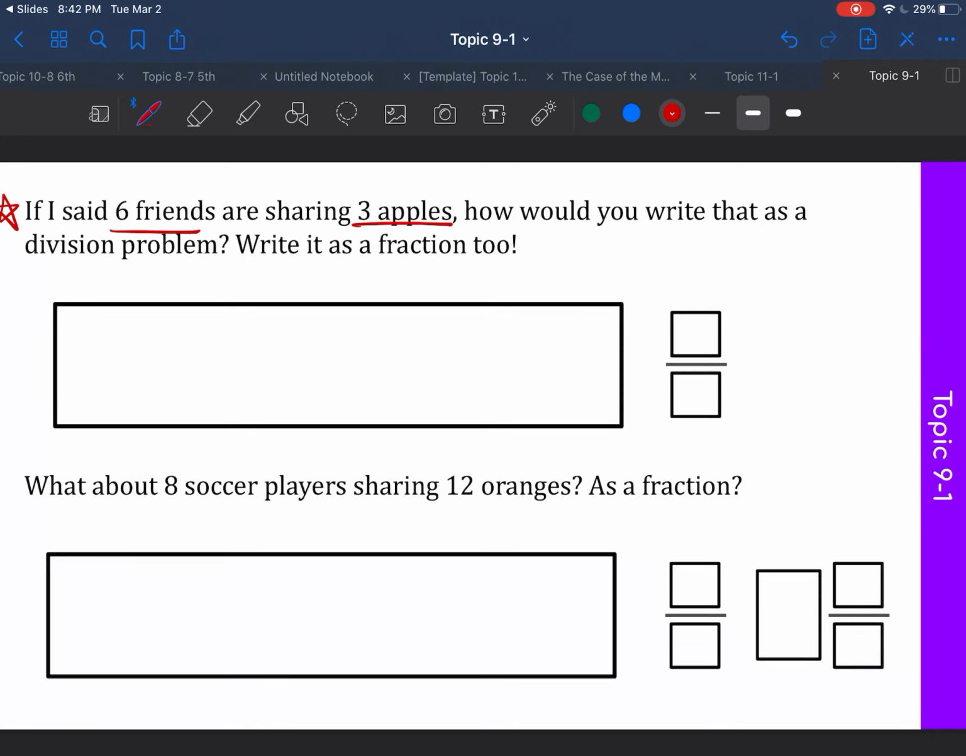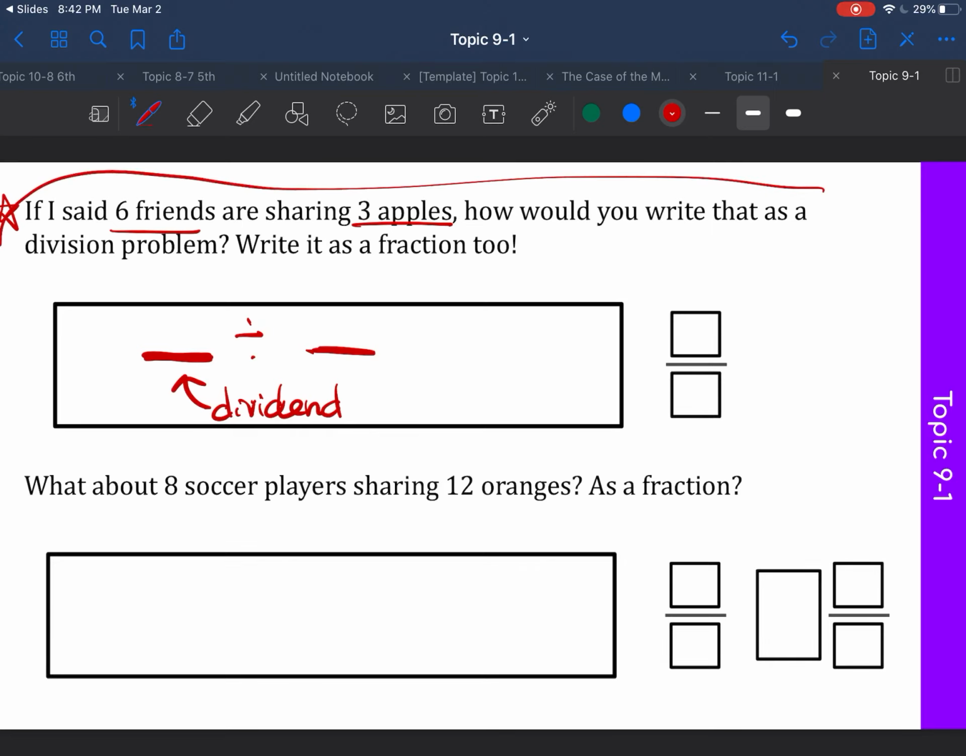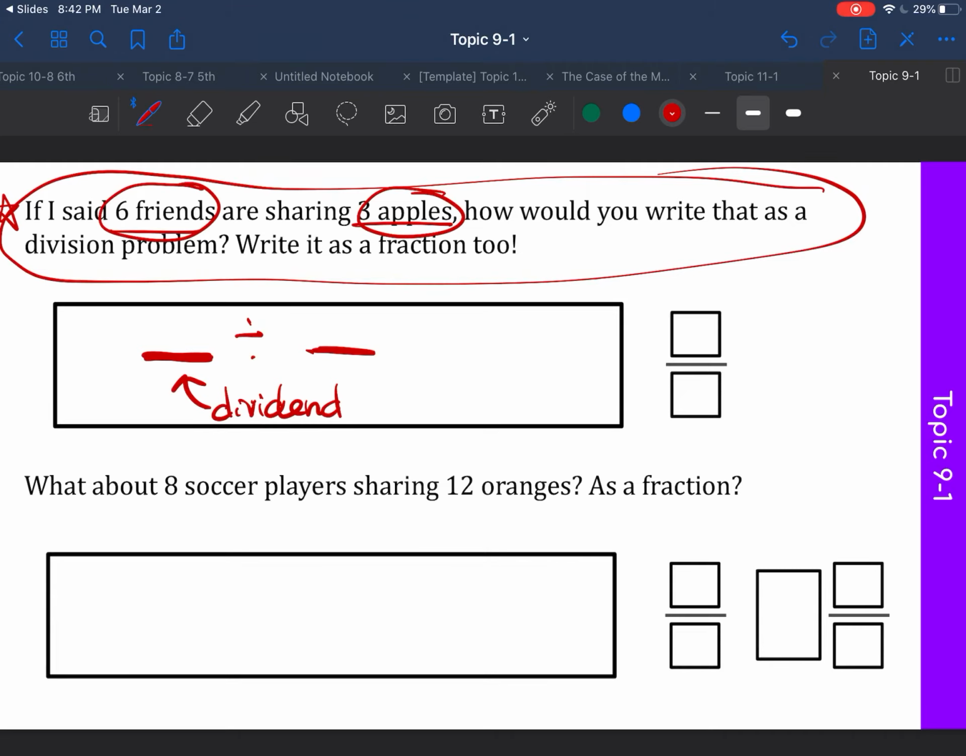Okay, so it's important, in division, to always start with what you are starting with. The first number is called the dividend. The dividend is what you are starting with. What are you sharing? What are you dividing? So in this problem, what are we starting with? What are we sharing? Are we starting with 6 friends or 3 apples?